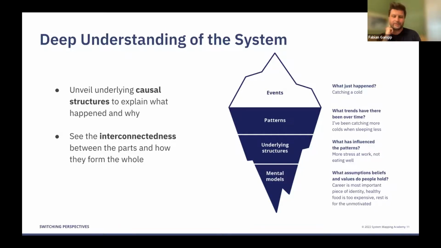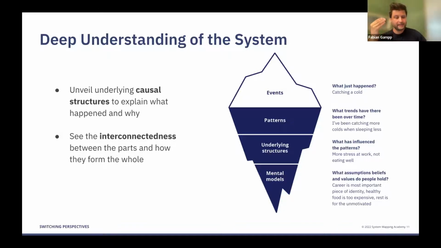But also from there, you can go deeper to see the underlying structure. So what has influenced these patterns? So maybe you had stress at work or were not eating well. And then the question arises, why is this structure like it is? And then we come to the mental models, where it's all about the assumptions and beliefs. And there it's maybe that career is really important and a piece of identity, or the healthy food is too expensive.